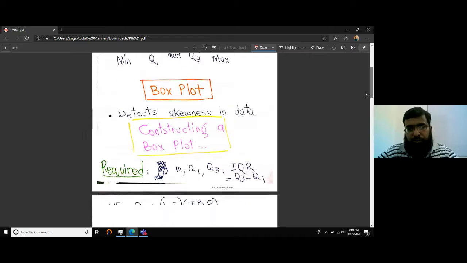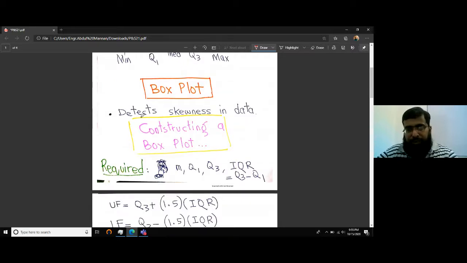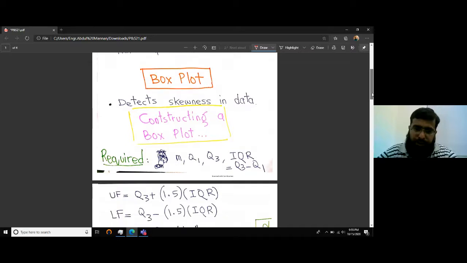The box plot is used to detect skewness in data. If we have some outliers in the data, we can very easily detect those in a box plot. Before this, we have studied the dot plot that also works in a similar way, and it is also possible to detect outliers using the dot plot. So let's see what this box plot is and how it is constructed.